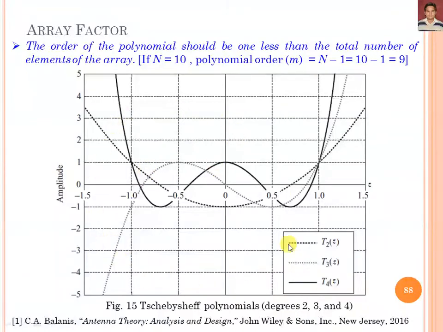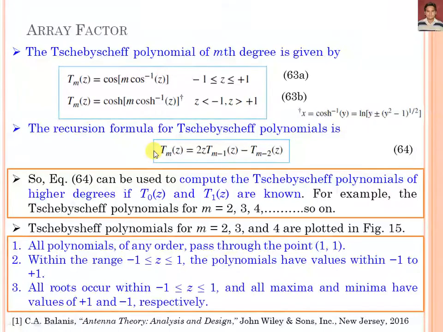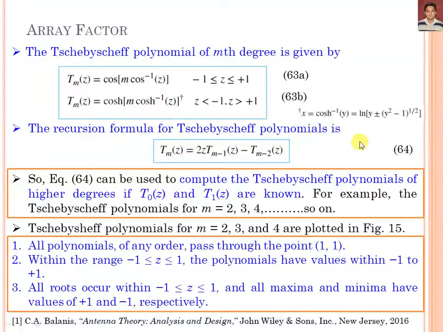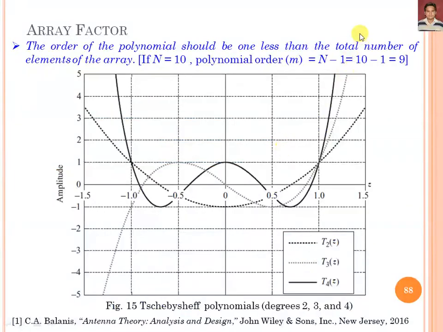So the order of Chebyshev polynomials is always 1 less than the total number of elements. Suppose n equal to 10 is the number of elements, in that case the polynomial order m equals n minus 1, which is 10 minus 1 equal to 9. So we can say the polynomial order can be calculated by using the n minus 1 factor. And for n equal to 10 elements, the polynomial order is 9. So we can calculate the value of m equal to 9. This expression T9 of z we can use to solve the problem if the number of elements n equal to 10 is given.